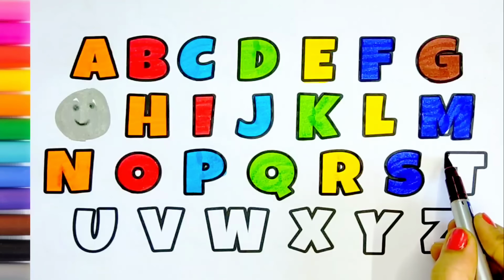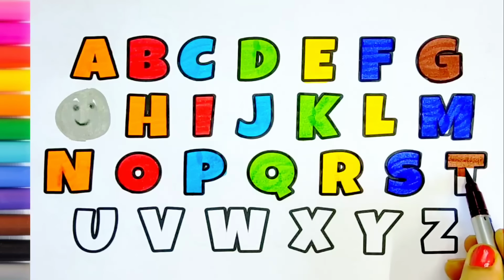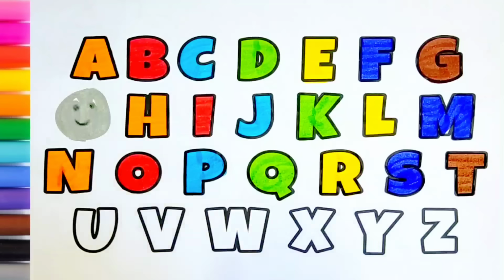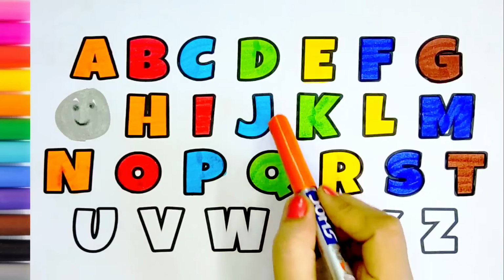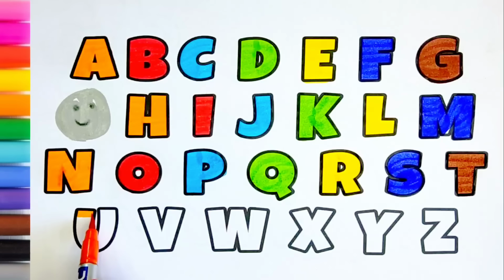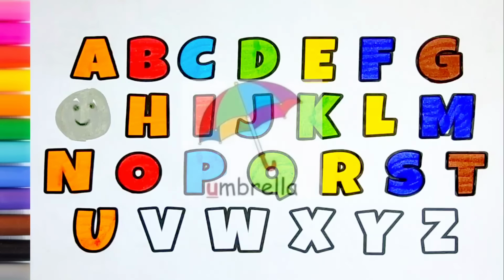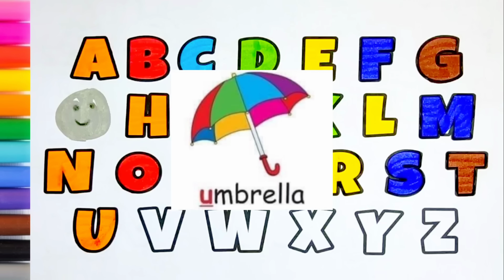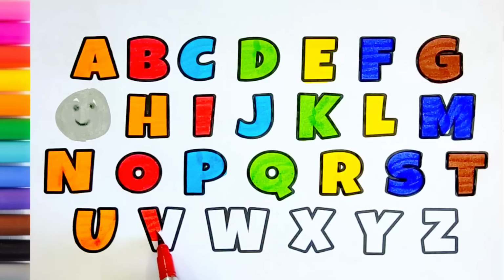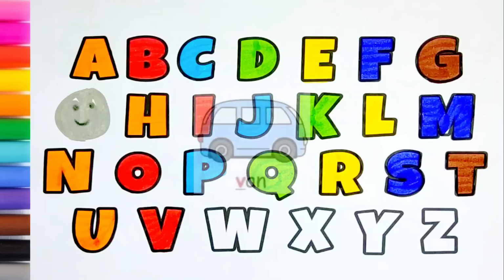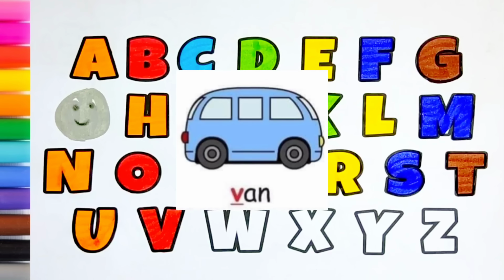Brown color, T. T for tiger. Orange color, U. U for umbrella. Red color, V. V for fan.